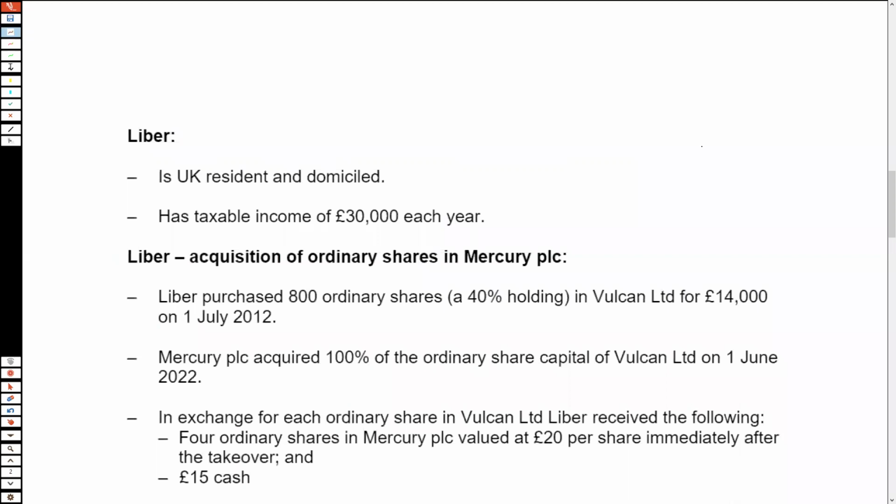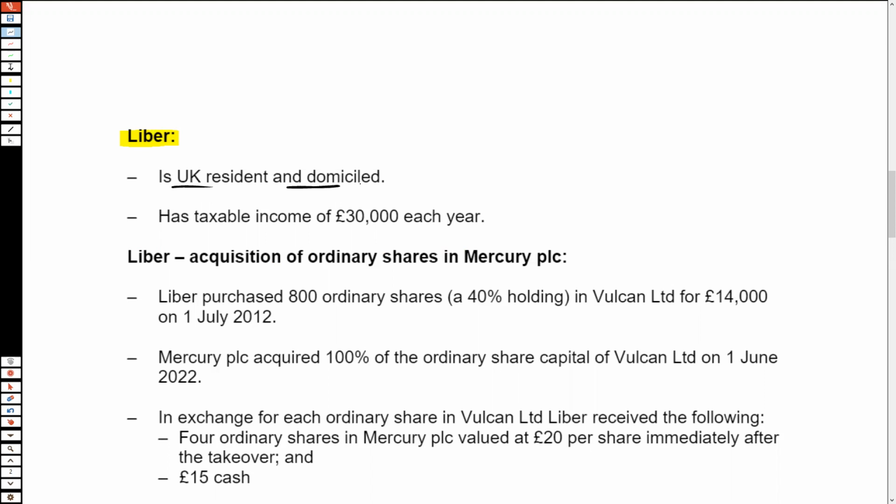Read this scenario very, very carefully because I will be discussing multiple things while reading the question, then we'll start solving the same. It's about the first one. Is a UK resident and domiciled?